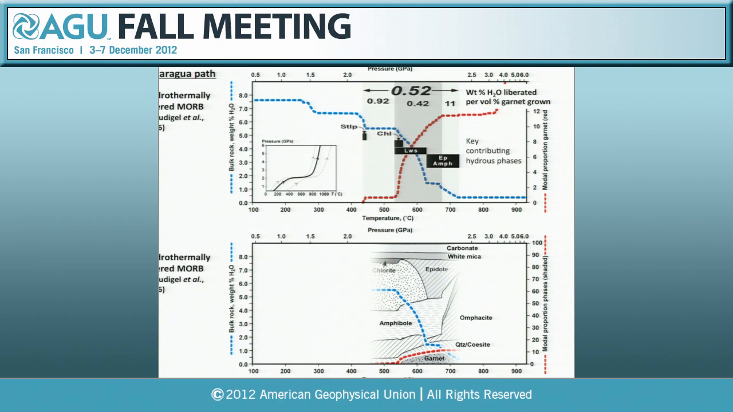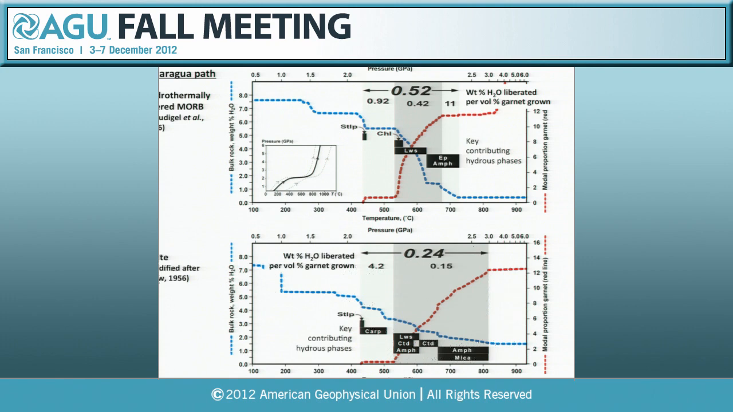It's a little difficult to see here. There's a light grey band, a dark grey band, and a light grey band. What I show here is these numbers, the weight % water liberated per volume proportion garnet grown along that path, and they average out to about 0.52 between here and here. And these black bars show the dominant hydrous phases that are breaking down to give both the water and the garnet. I can do a similar thing if I move back to the pelite again.